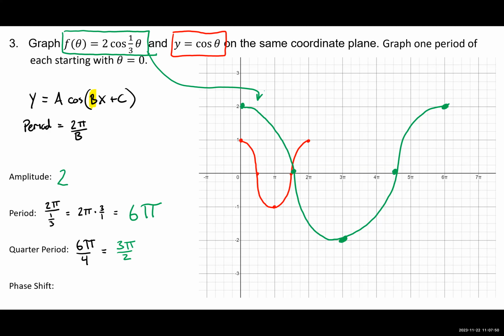The 2 stretches vertically. That's a change in amplitude. The 1/3 stretches horizontally. That's a change in the period. And the phase shift, there was no phase shift again. Maybe we'll get to a problem that has a phase shift. We'll see.